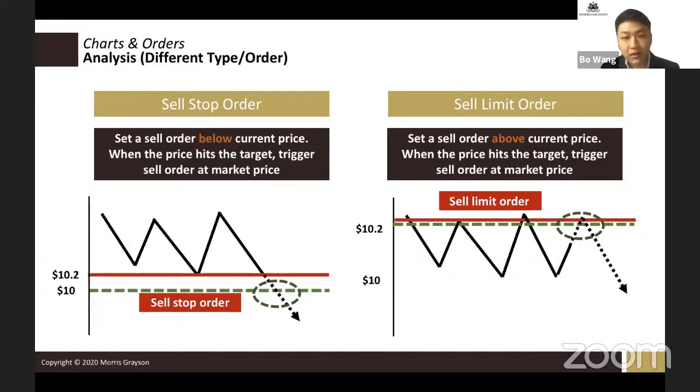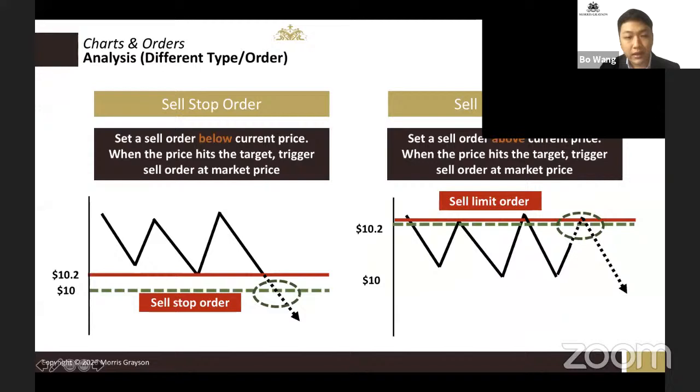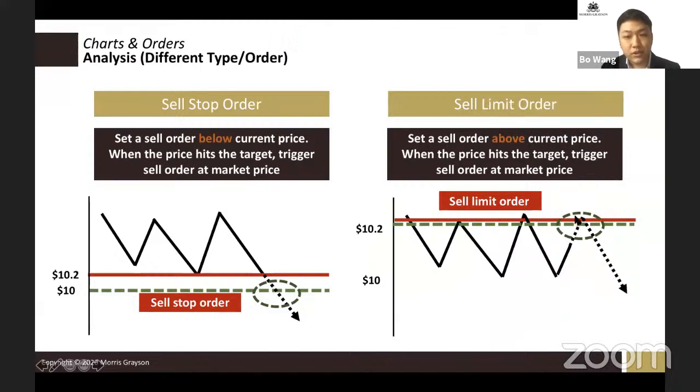On the other hand, the sell limit order has to be placed above the current market price. We use it when we predict the price will actually go up in the future, hit our entry, and then come down. In the example shown, we place our sell limit order at $10.20, near the strong resistance and above the current market price. We will profit if the price of the Forex pair actually goes up, hits our entry point, and comes down.